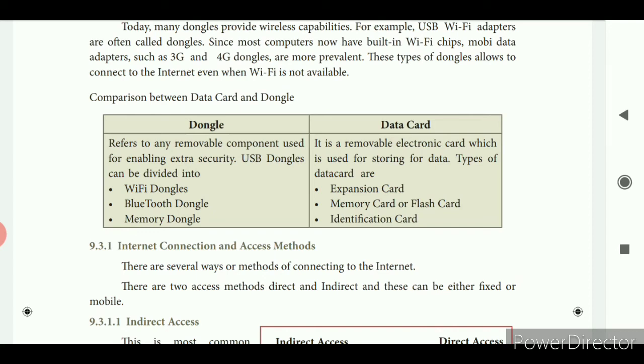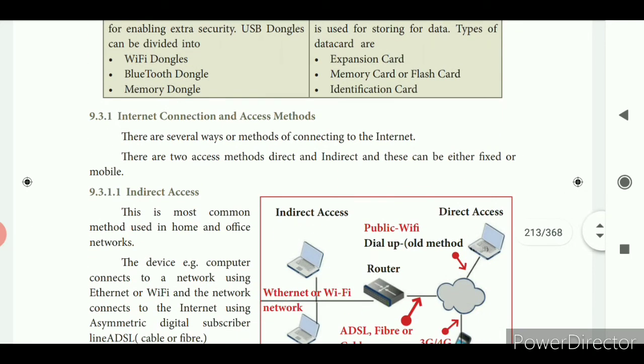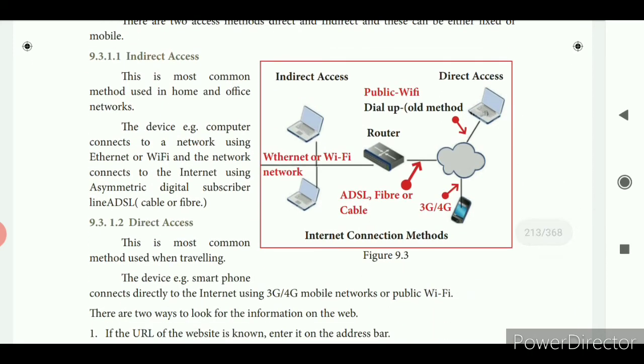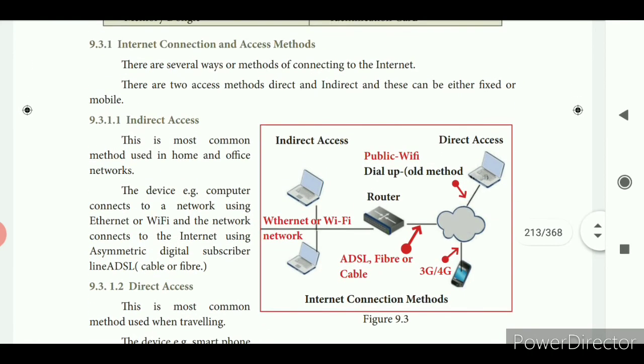Then the next one is internet connection and access methods. We have two methods. One is indirect access, another one is direct access. Indirect access means we use the network through a wired connection. We have to use the internet connection and access the internet. Direct access means using the mobile. We can use 3G and 4G mobile networks or public Wi-Fi.